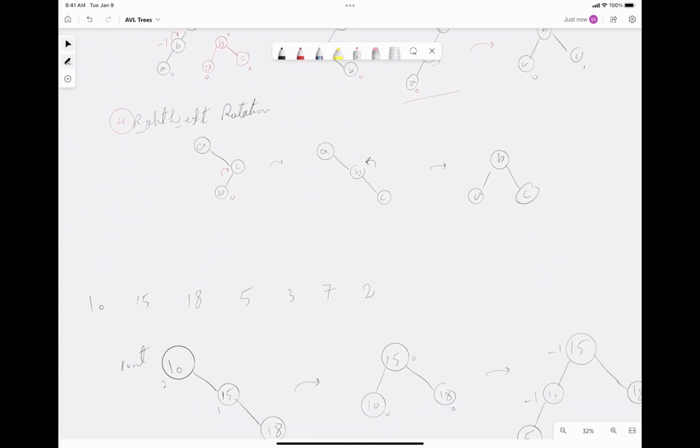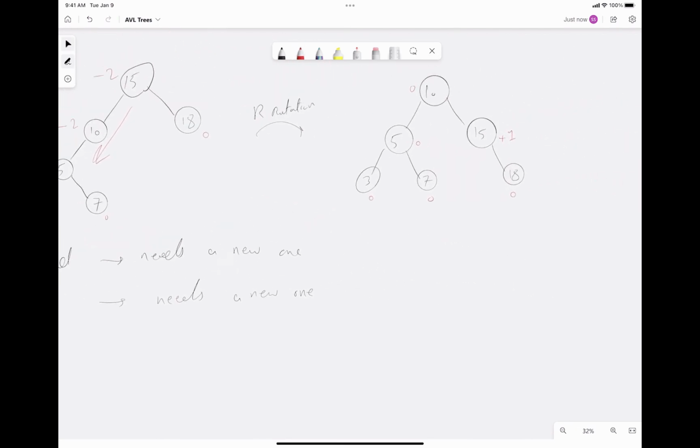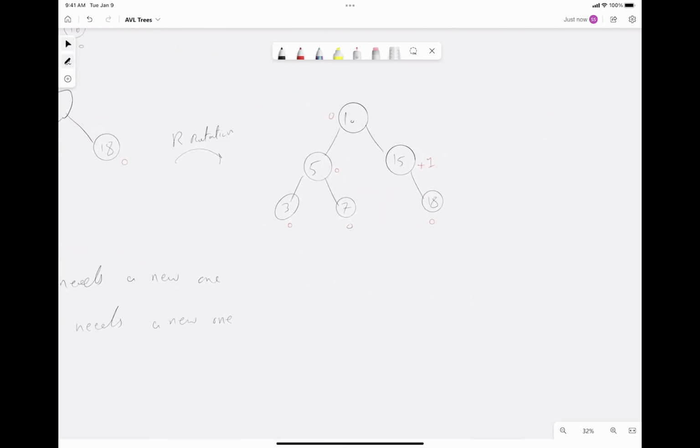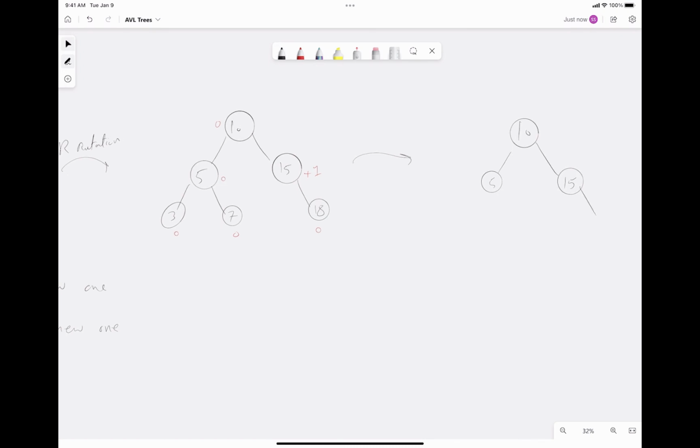So I think the last number that we wanted to insert, I need to go up here to look at, the last number was number 2. So I'm going to go here and insert number 2. This is going to be 10, and then we're going to have number 5. Here we have 15. Here we have 18. Here we have 3. Here we have 7. And here we have number 2.